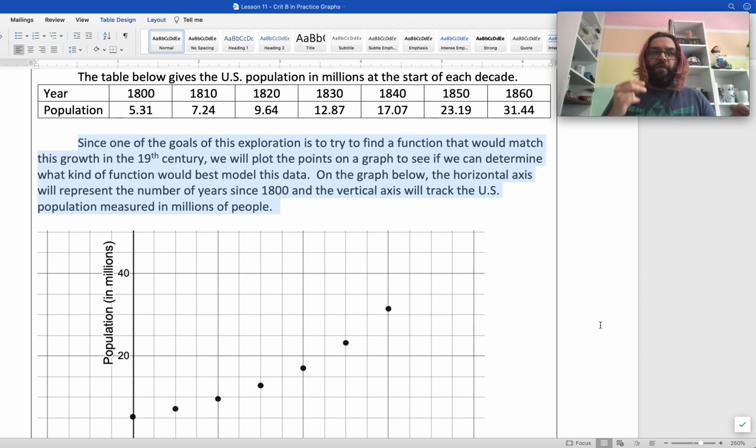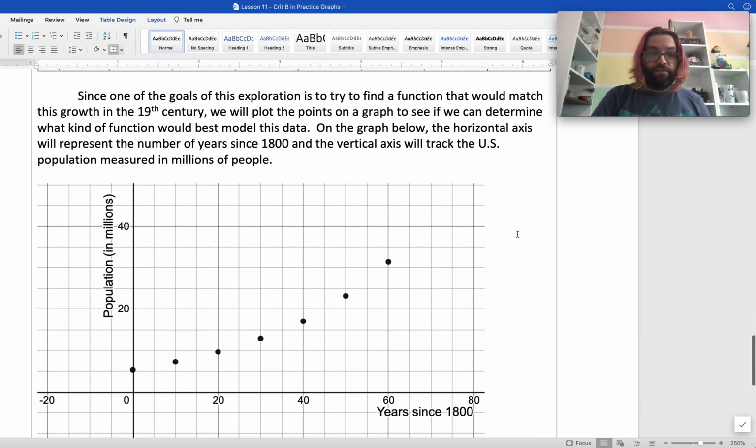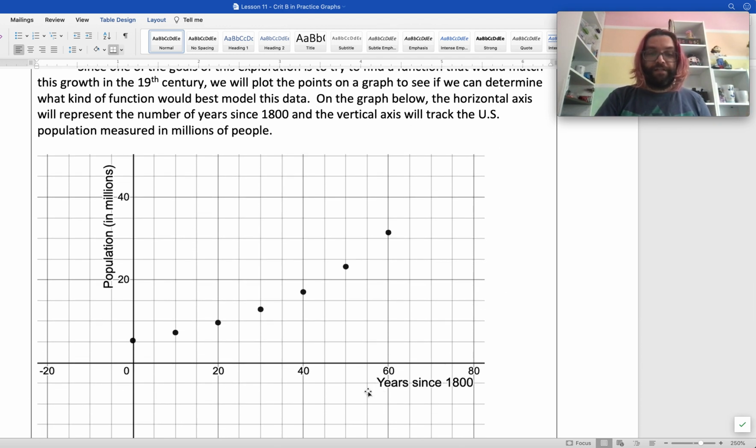So right there, this example is setting up why I'm doing this graph. Right? We're going to see if we can determine a kind of function. On the graph below, now I'm making reference specifically to that graph, the horizontal axis will represent the number of years since 1980.